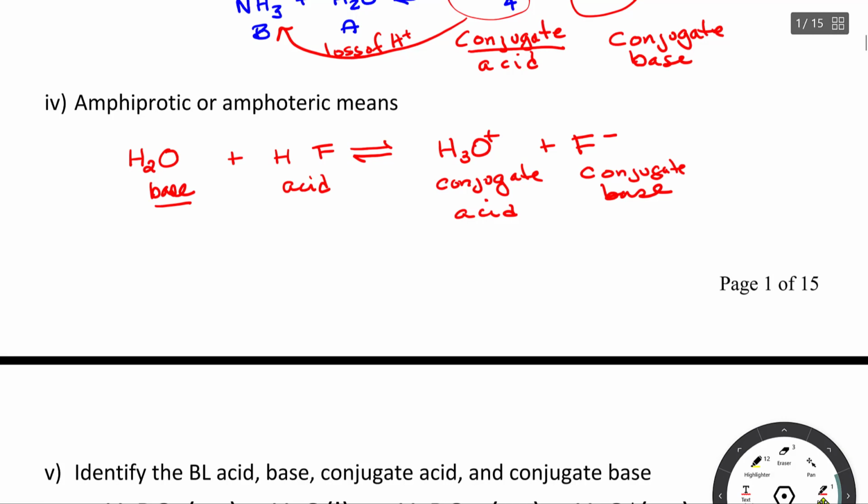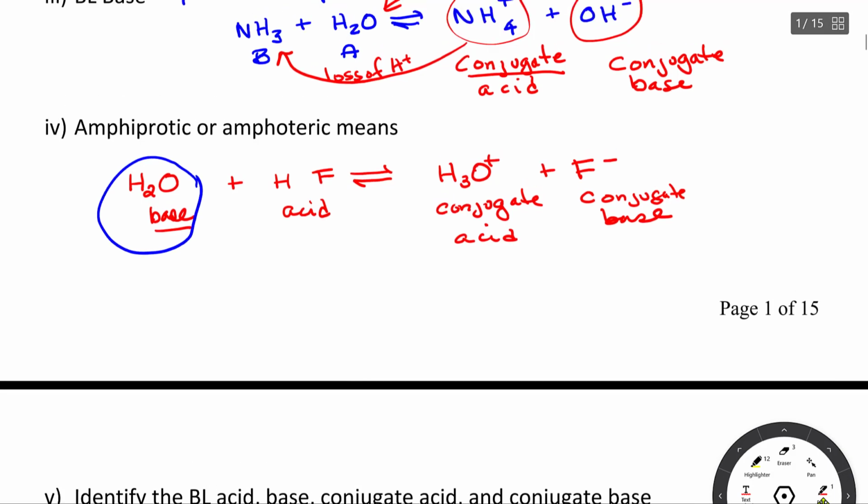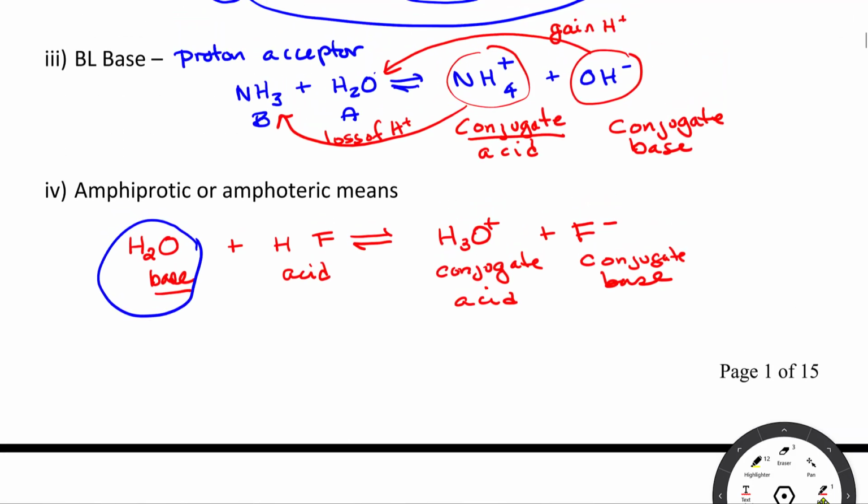Okay, so notice something funny about H2O. Here, it's acting as a base, and here, it's acting as an acid. So when water is placed in equilibrium with the base, NH3 is considered to be a base, it becomes the acid, and then when it's put in equilibrium with an acid, it becomes the base.